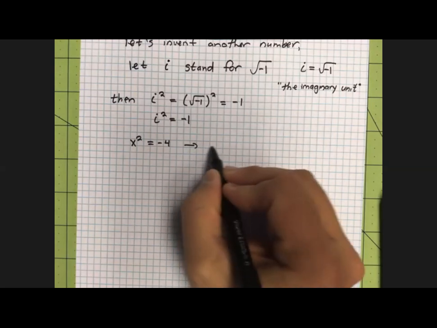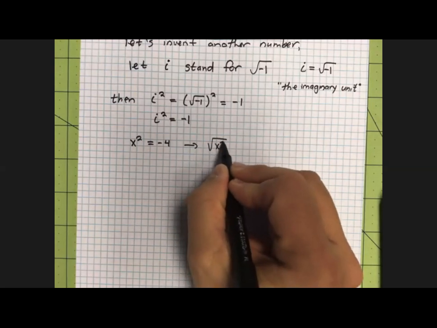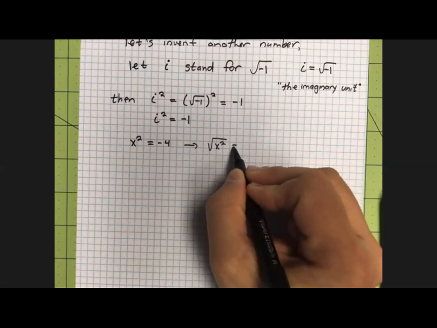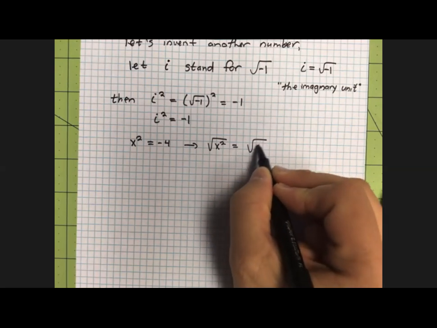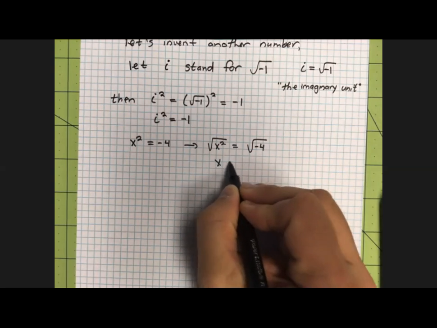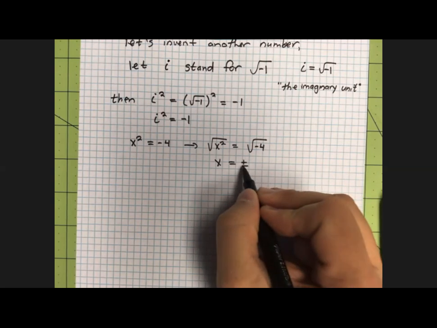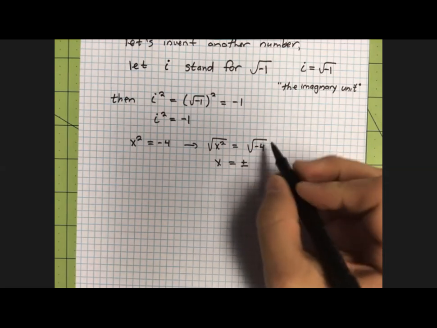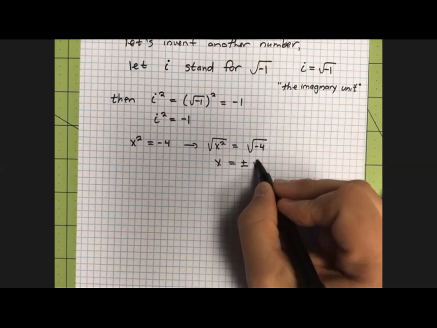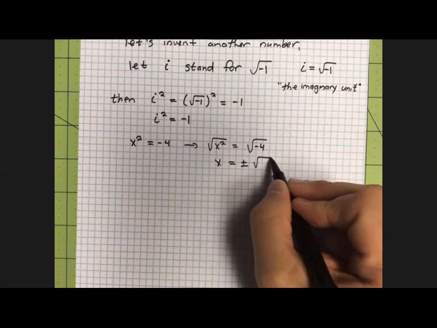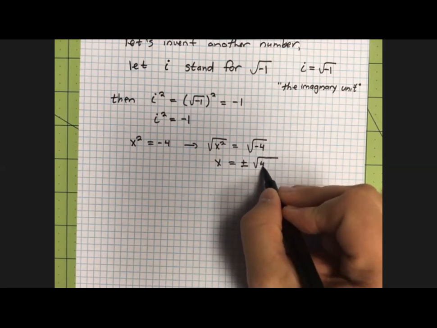Let's say the square root of x squared equals the square root of -4. x equals plus or minus. You could say it with absolute value too in that sense, but I'd rather use a plus or minus here. This is not totally foreign to you. You know what the square root of 4 is.